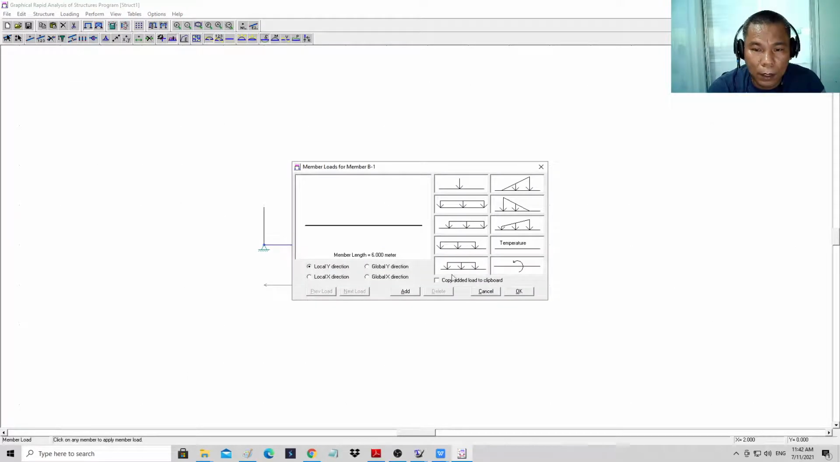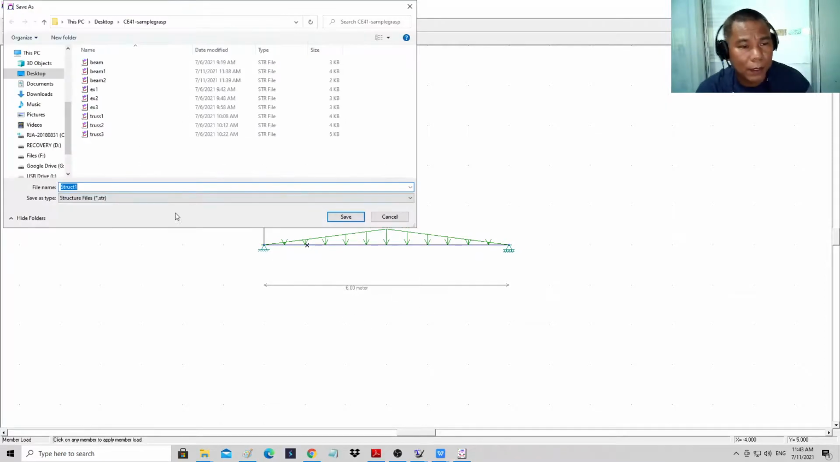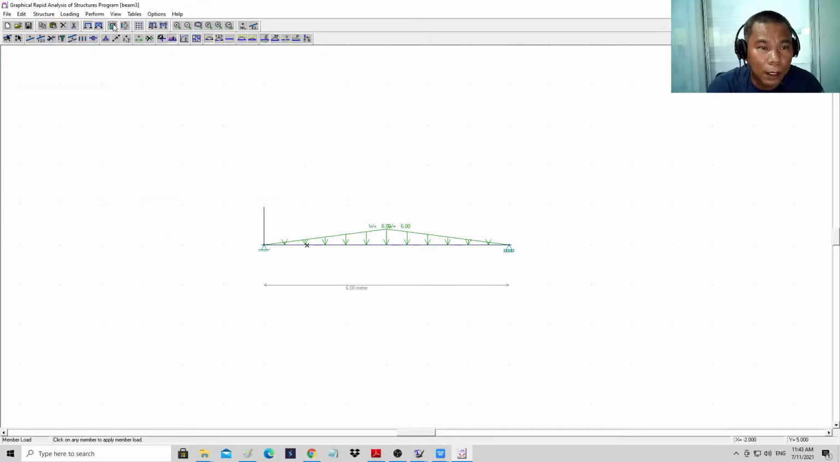is a triangular loading, so you can add the left one with the height of 6 kilonewton per meter with distance 3. We can add the other triangle again with the height of 6 at the distance 3 and 3. Click OK. So if you remember, this is one of our examples, and we can save this as beam 3. And then analyze, where you will see the reaction 9, 9, the shear.